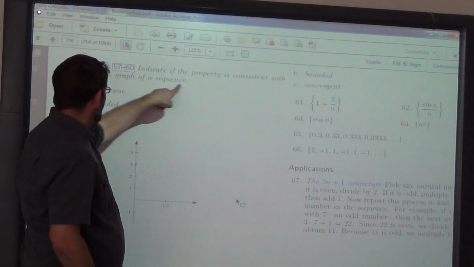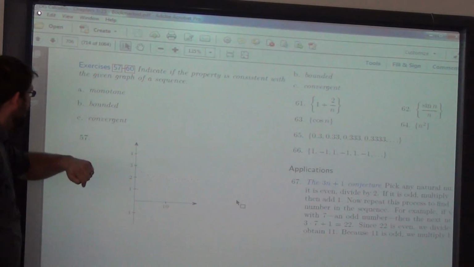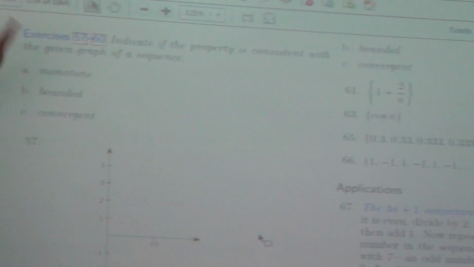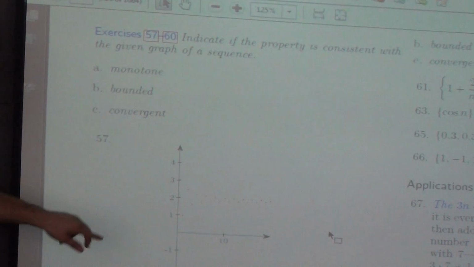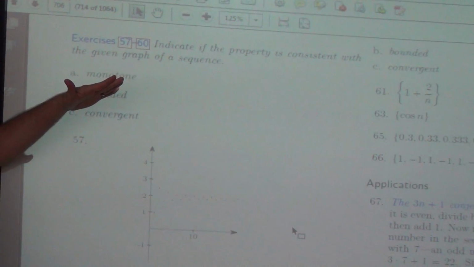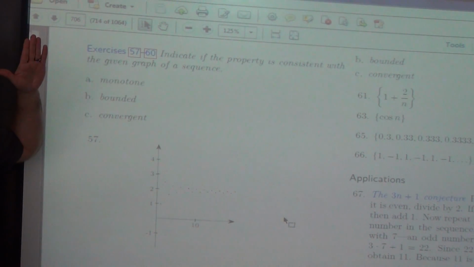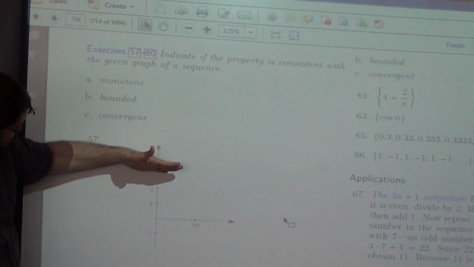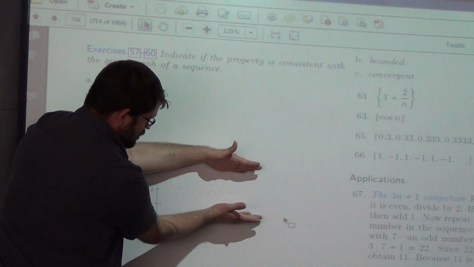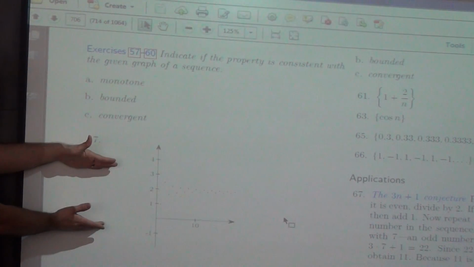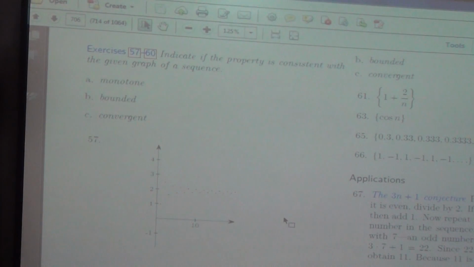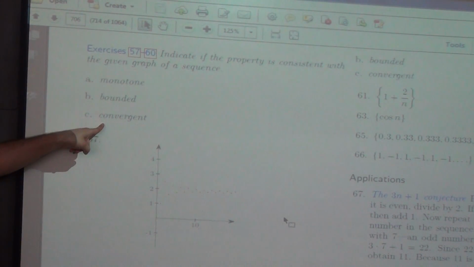So indicate if the property is consistent with the given graph of a sequence. So we want to decide if this thing's monotone, if it's bounded, if it's convergent. I'm not even going to bother writing them down, but let's go through this. So is this thing, well, the easy one, is this bounded? Bounded just means there's some maximum value and some minimum value that it stays between. You don't have to find out exact values. All you got to realize is it's stuck in that range. So this one's bounded. Is it convergent?